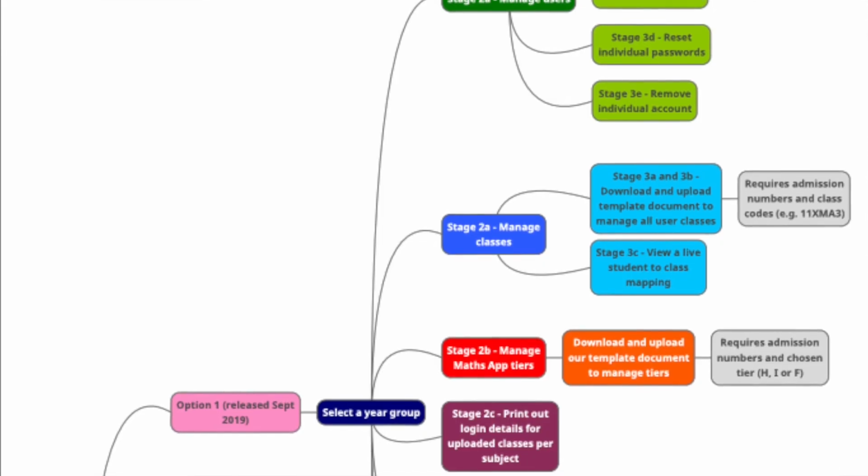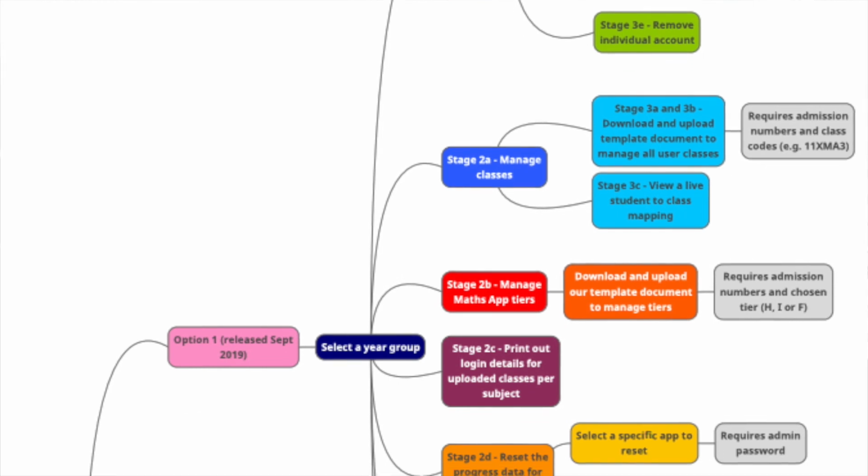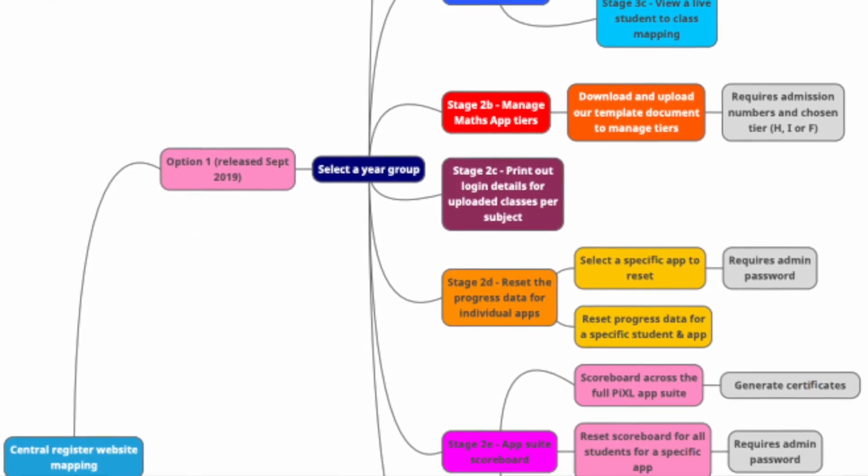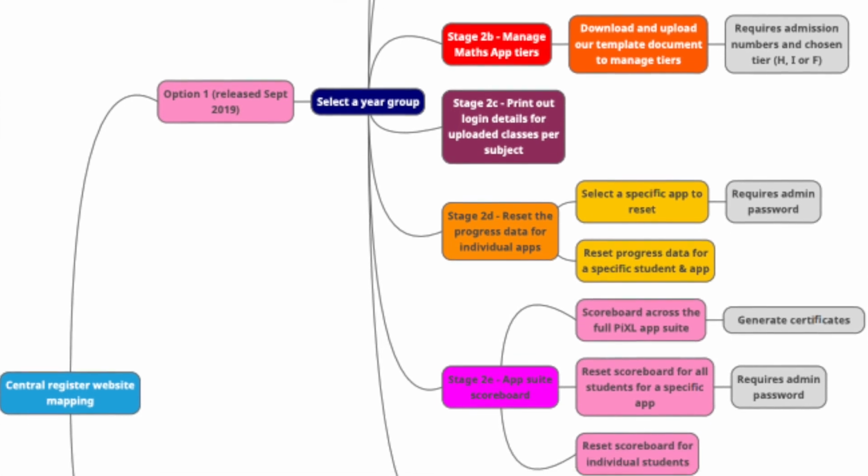The central register gives you full control over the data we store on your behalf, and the website map provides some detail on what is available on the app users site. For more information about the site, please go to appusers.pixl.org.uk and download the user guide.